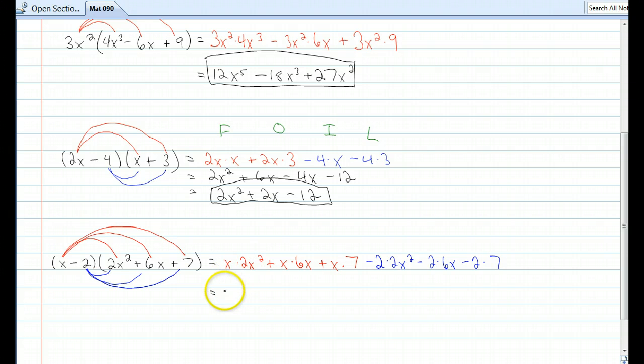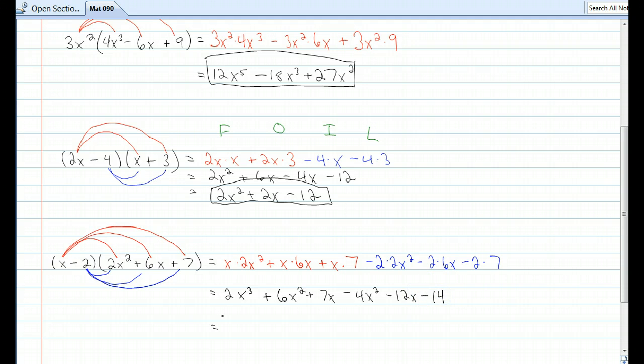We have 2 here. X times x squared is x cubed. We have a 6 here. X times x is x squared. We have 7 times x, that's just 7x. 2 times 2 is 4, obviously, x squared. We have 2 times 6, which is 12x. And negative 2 times 7 is minus 14.